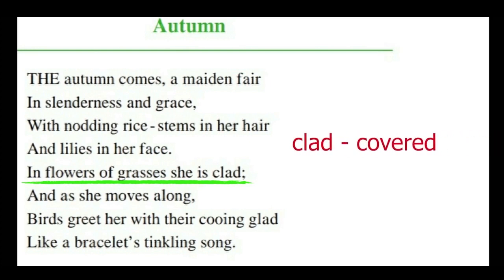Clad means covered. Grass grows everywhere. The poet mentions this by saying that the young maiden is covered with flowers of grasses.